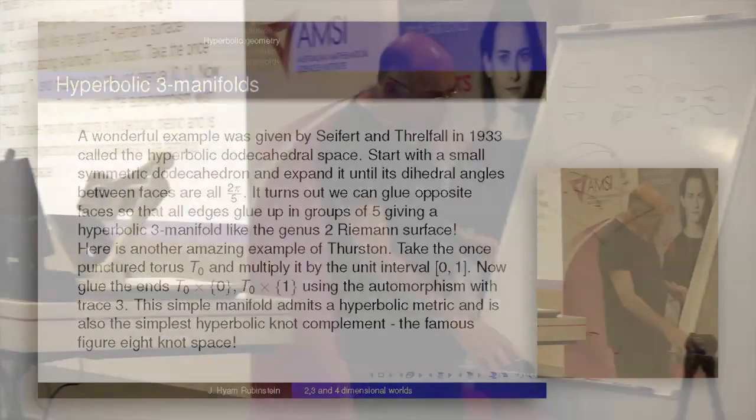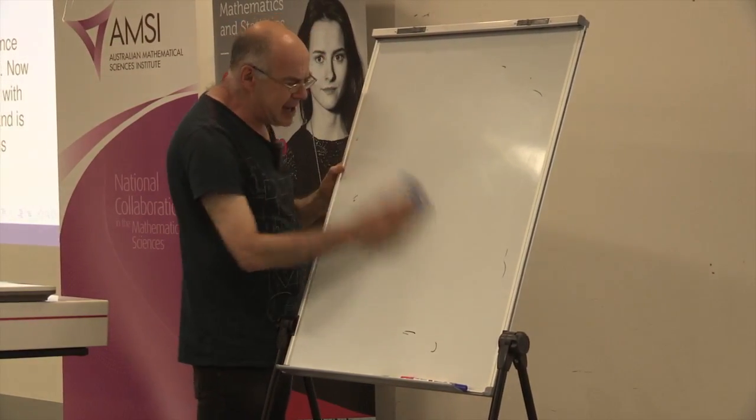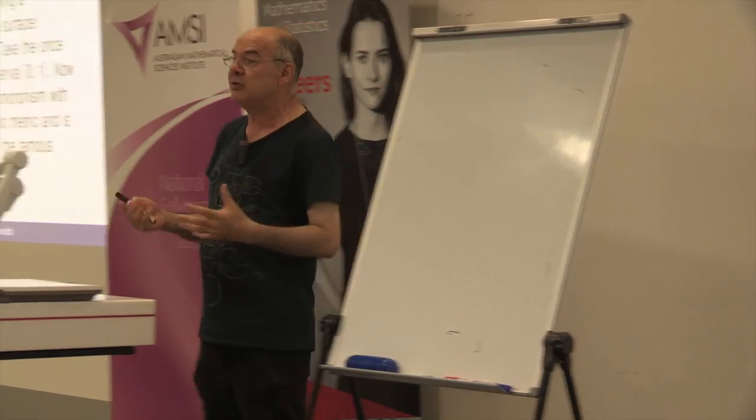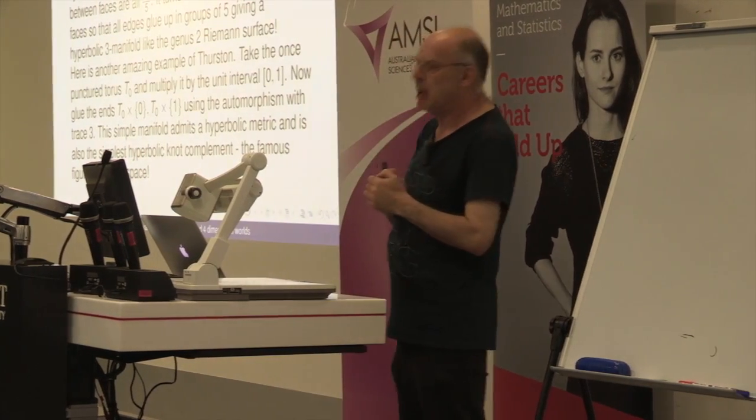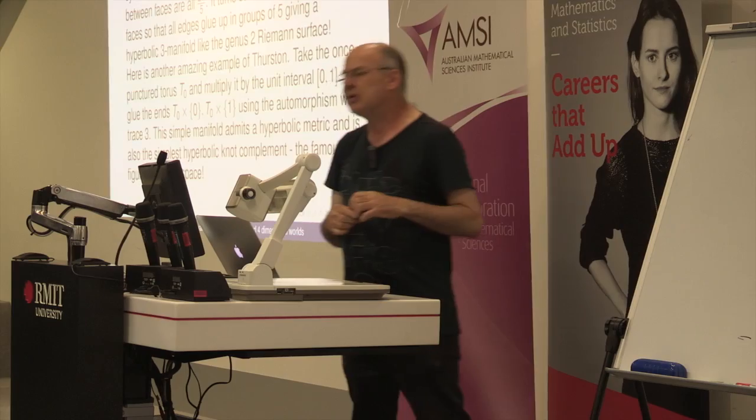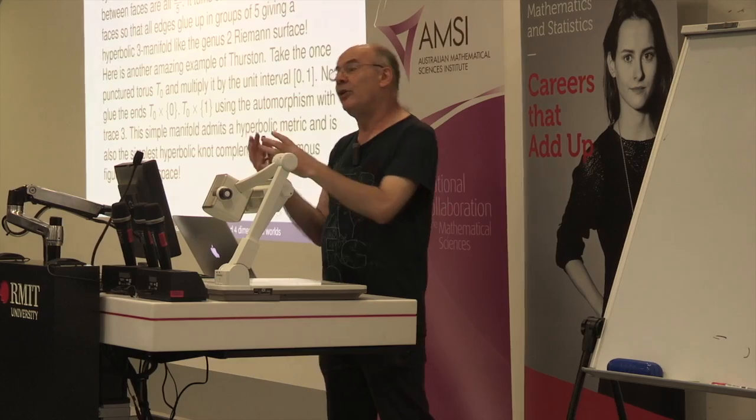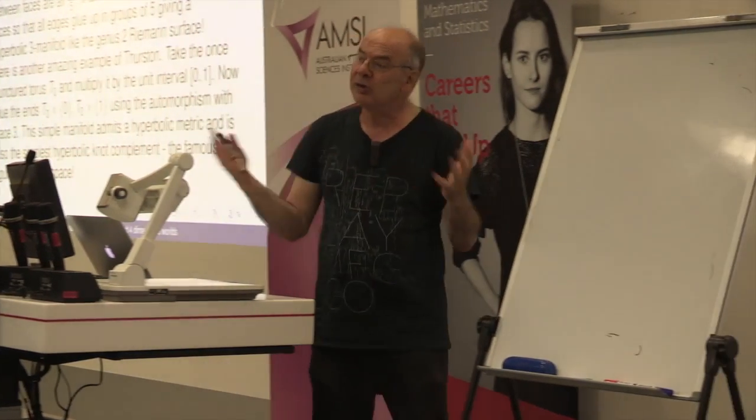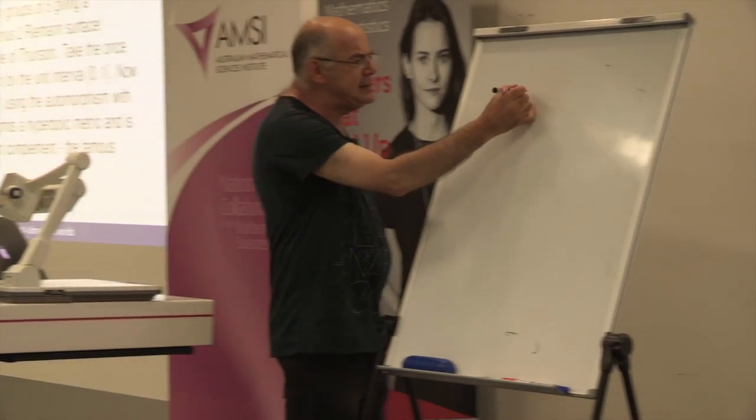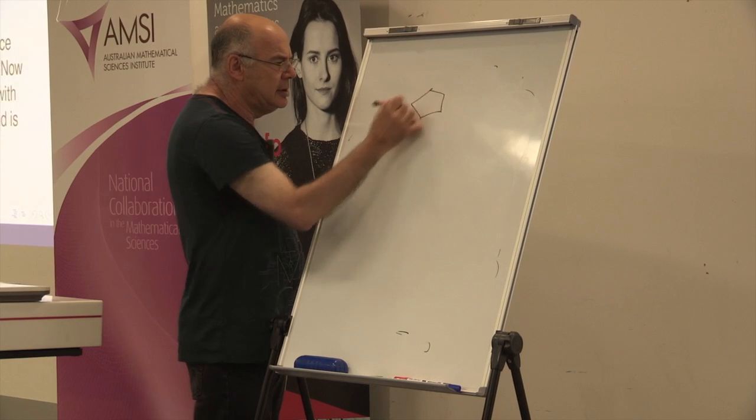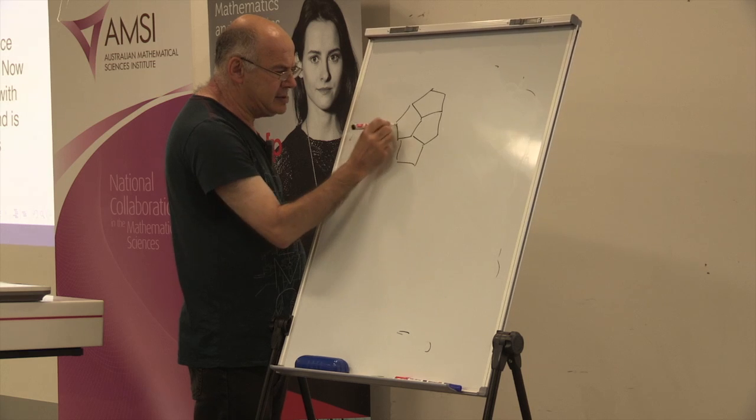So there is a wonderful example. I'll just tell you a little bit about this, which was actually in a paper in 1933, which people had forgotten about, called the two dodecahedral spaces, written in German, by Seifert and Threlfall. They described a spherical three-manifold and a hyperbolic three-manifold and talked about how similar they were and how different they were. What they did is they took the dodecahedron, this gadget with pentagonal faces.